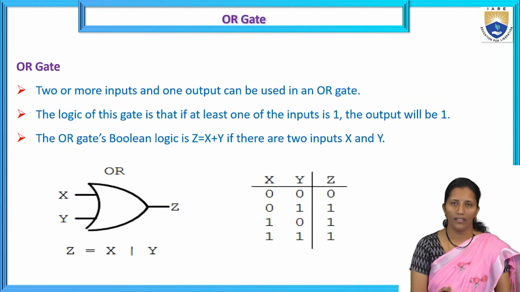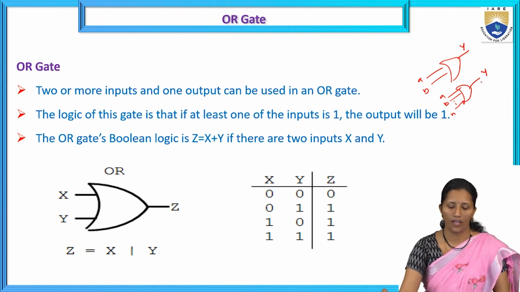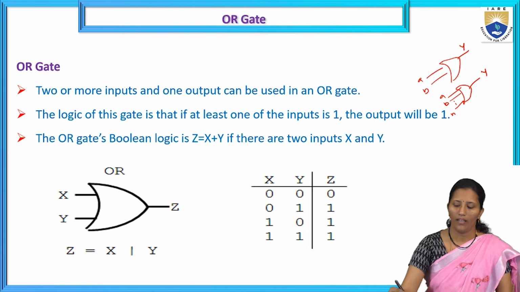OR gate. Here for the OR gate also, we can have 2 or more inputs. This is the symbol for the OR gate: A, B, only one output y. We can apply more inputs, A, B, n inputs, and we get one output. So this is the logic for the OR gate.